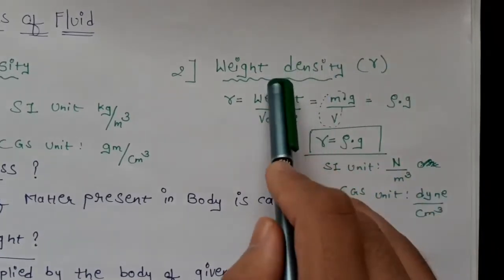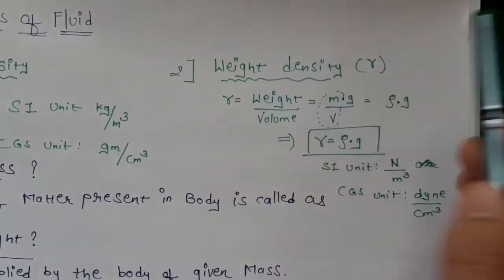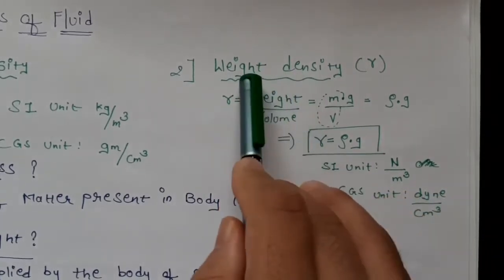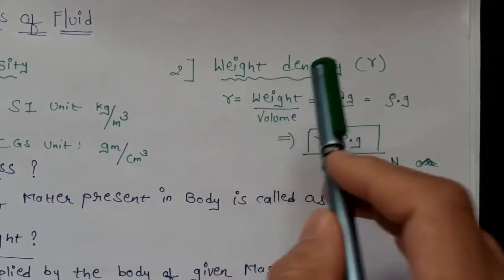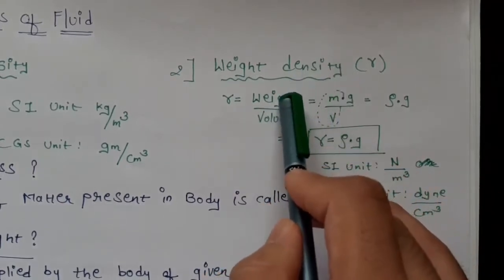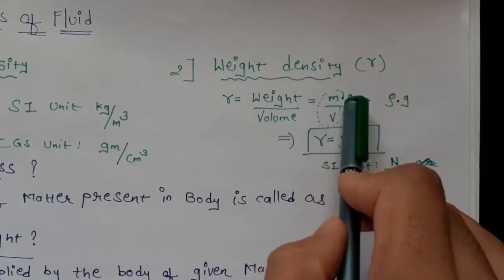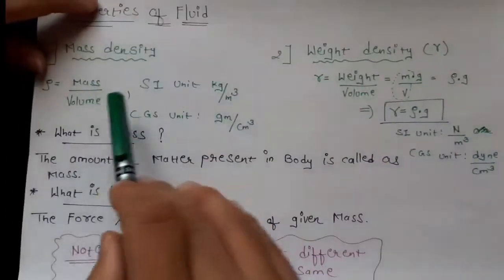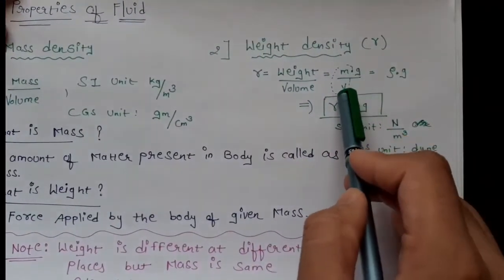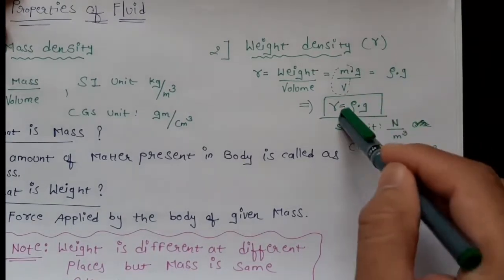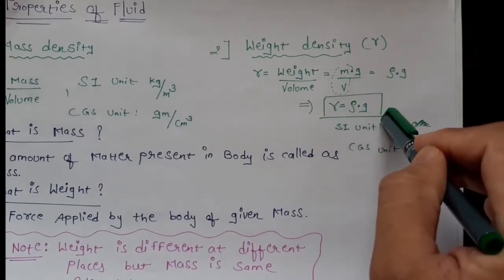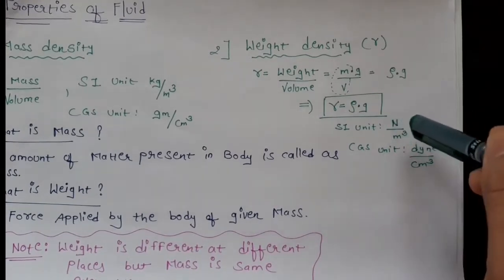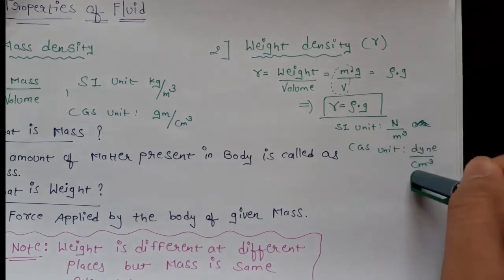Now we will move towards the weight density. It is denoted by gamma. So what is weight density? It is the ratio of weight to the volume. As the name suggests, weight density is the ratio of weight to the volume. Now weight equals mass into gravitational acceleration, so m into g divided by volume v. As we know, mass upon volume is the mass density rho. So gamma equals rho into g. Weight density can be written as the product of mass density and gravitational acceleration. Its SI unit is Newton per meter cube and its CGS unit is Dyne per centimeter cube.